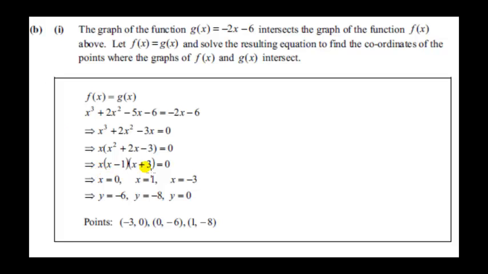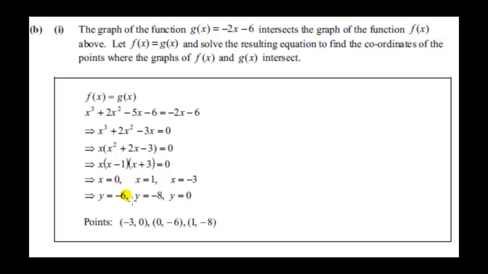If x is 0, all of this is 0. Or if x minus 1 is 0, then the whole lot is going to be 0. If x minus 1 is 0, then x is 1. If x plus 3 is 0, well, everything here will be 0. So that happens when x is minus 3. So for these values of x, both functions have the same value. f of x equals g of x. So these are the x values of the points of intersection of the line and the curve.